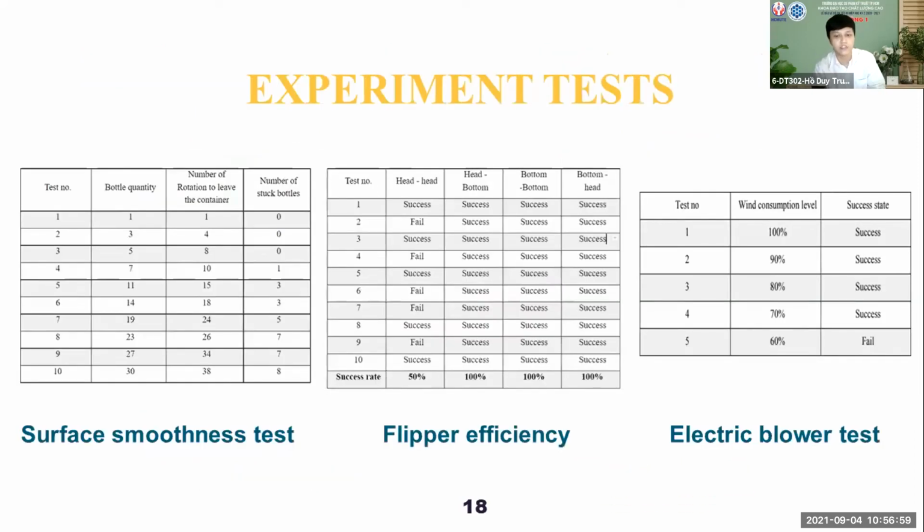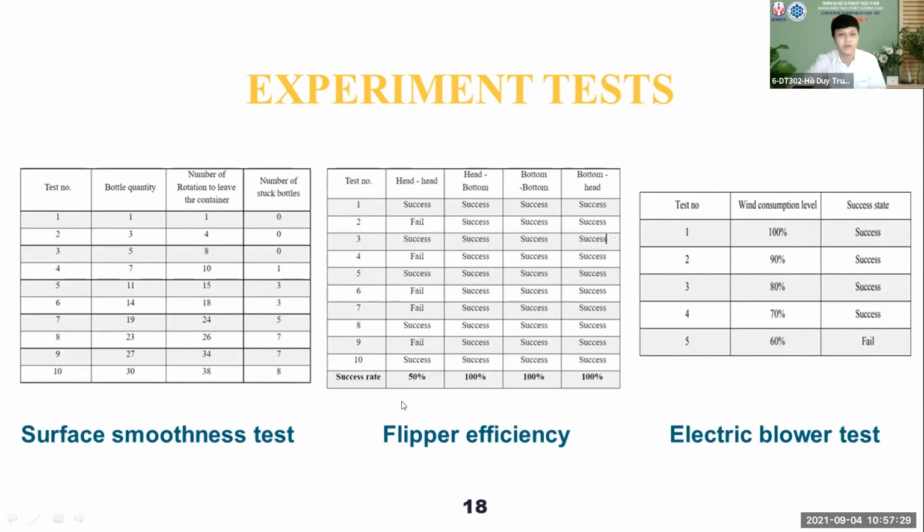And here are our experiment tests. First is the surface smoothness test, whose purpose is to test the interaction between the PET bottles and the machine operation surface to determine the falling pace of PET bottles as they go to a container. We tested it 10 times in total with a quantity of 30 bottles, and only 80 bottles got stuck.